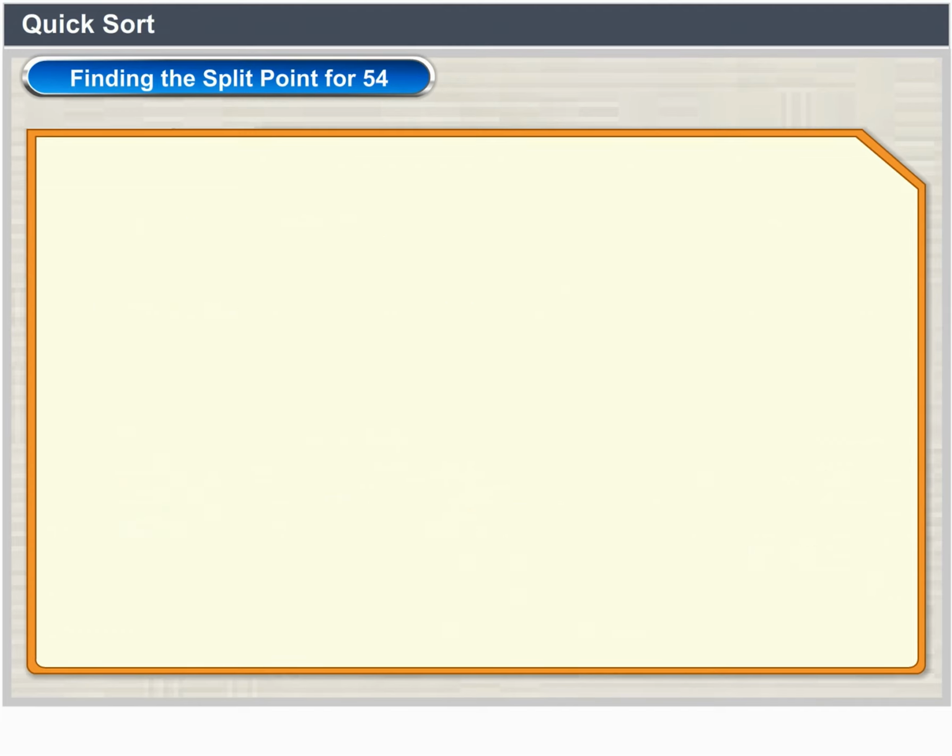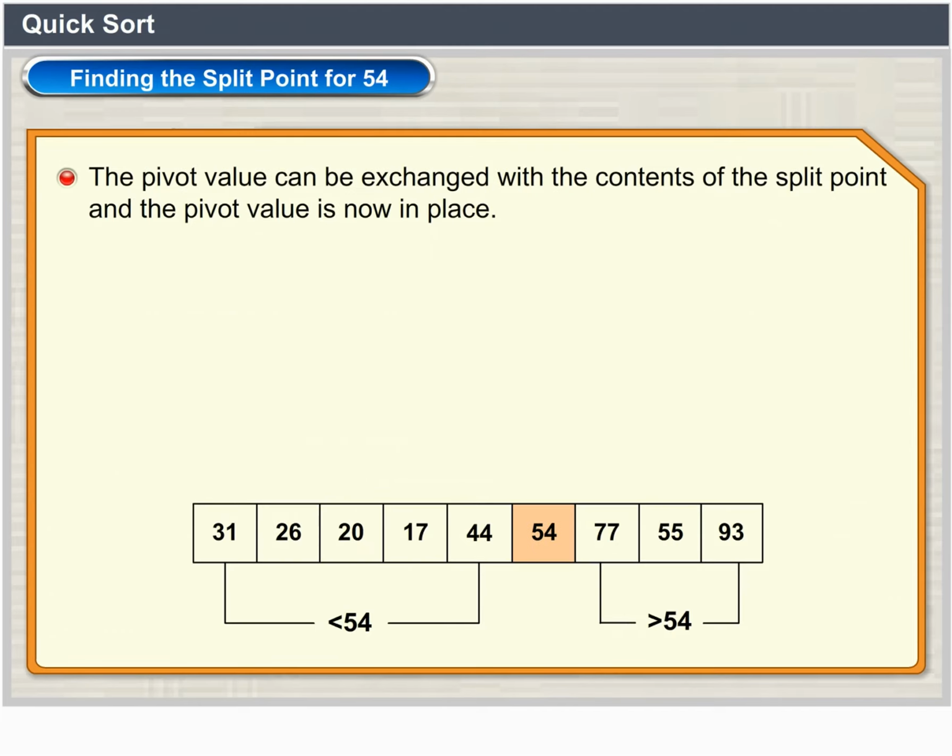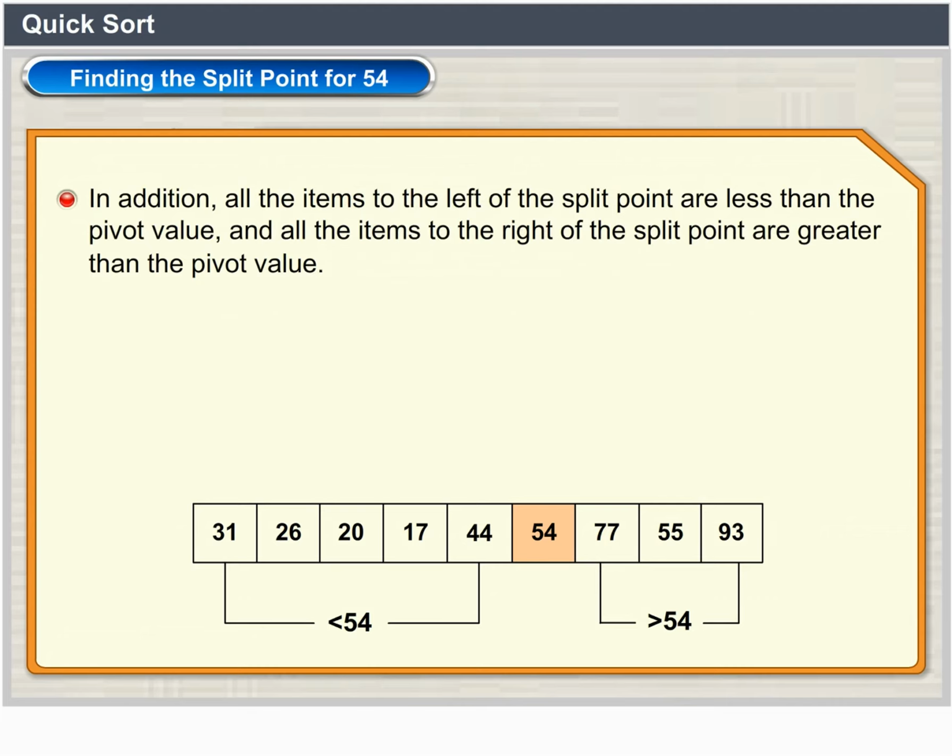The pivot value can be exchanged with the contents of the split point, and the pivot value is now in place. In addition, all the items to the left of the split point are less than the pivot value, and all the items to the right of the split point are greater than the pivot value.